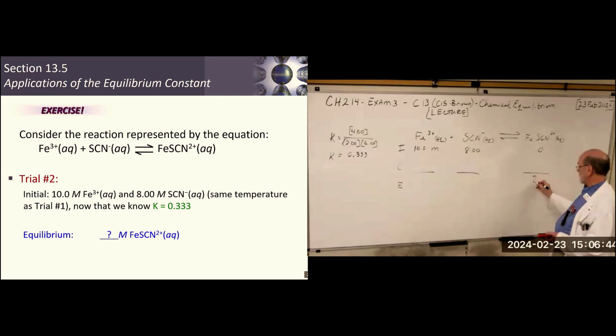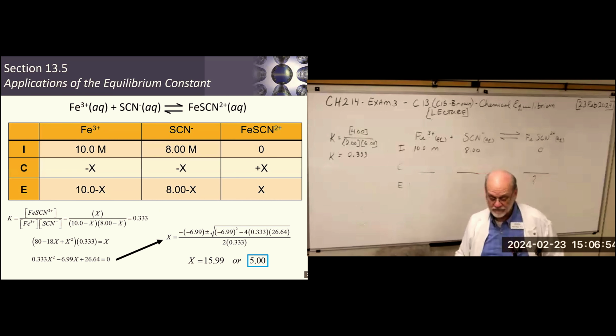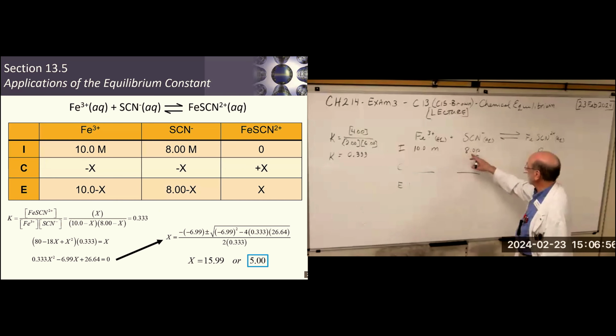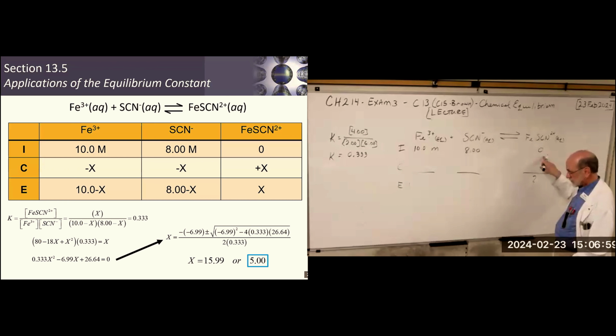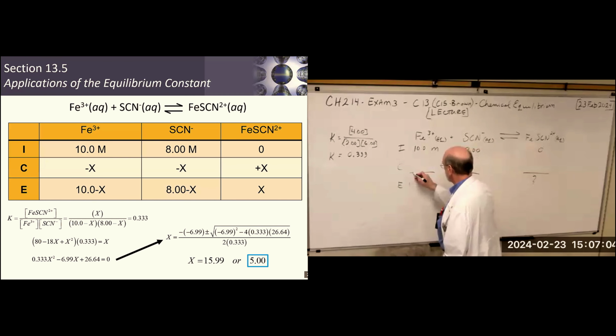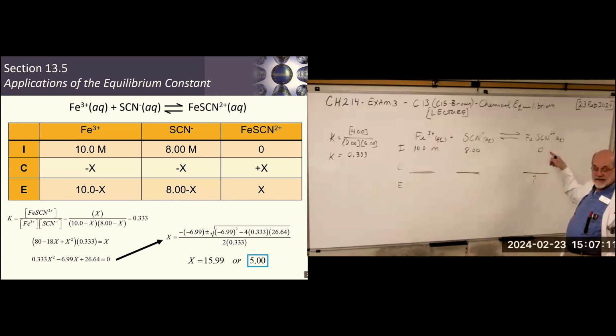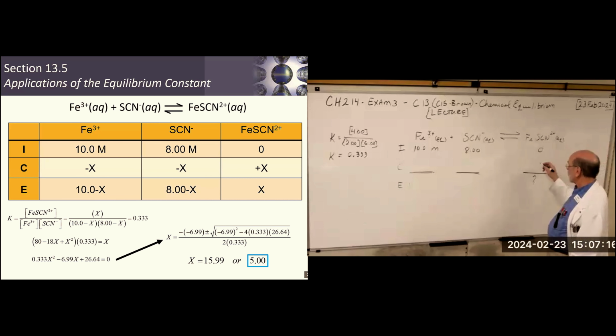So we want to know what this is right here. Let's see, did I work it out? Yeah, I set up a table. We still got 10, 8, and 0. And if we know what we're going to end up with, which way is this reaction going to move? That's the first question. Well, we've got no product, so it has to move to the right. And it's going to produce some amount.